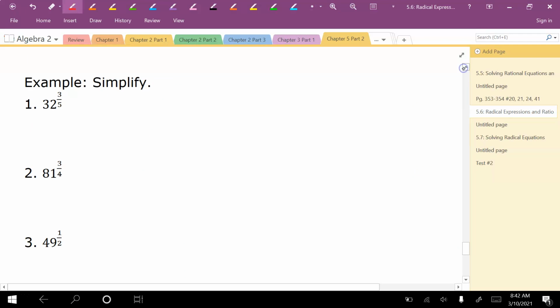Okay, so for number 1, it says 32 to the 3/5 power. So that 5 tells me that I'm doing the 5th root of 32. And 32 is to the 3rd power. Now I know that I can find the 5th root of 32, so I'm going to put parentheses around this and put a 3 on the outside for this one. Because now what I'm going to do is grab my calculator and take the 5th root of 32. That gets me 2. And then I still have that 3, so now this is 2 to the 3rd power, which is going to be 8.